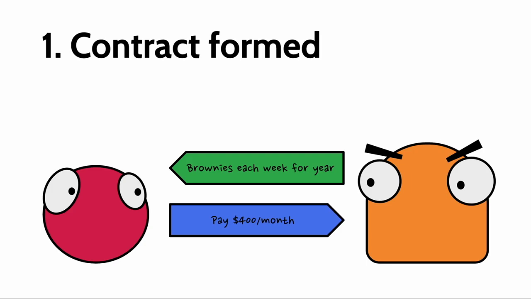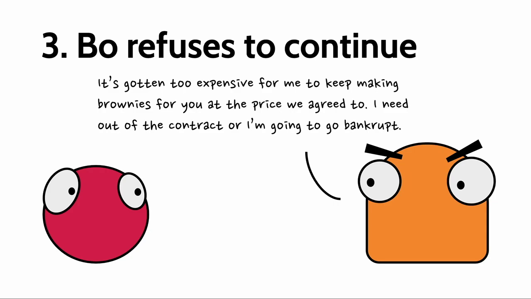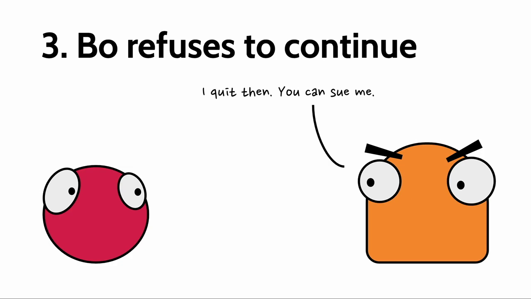Their contract is formed because, remember, the reason we're starting here is that these defenses or excuses are based on things after formation. So we say contract formed, now this supervening event occurs. Here, it's the cost of Beau's supplies, whether it's the flour he needs or the chocolate or whatever it may be to make and deliver these brownies to Bob. He's saying the cost has gone up so much, it's problematic. So Beau now says, look, it's gotten too expensive for me to keep making brownies for you at the price we agreed to. I need out of the contract or I'm going to go bankrupt. Bob says, I can't allow that. I need those brownies. I quit that. You can sue me.